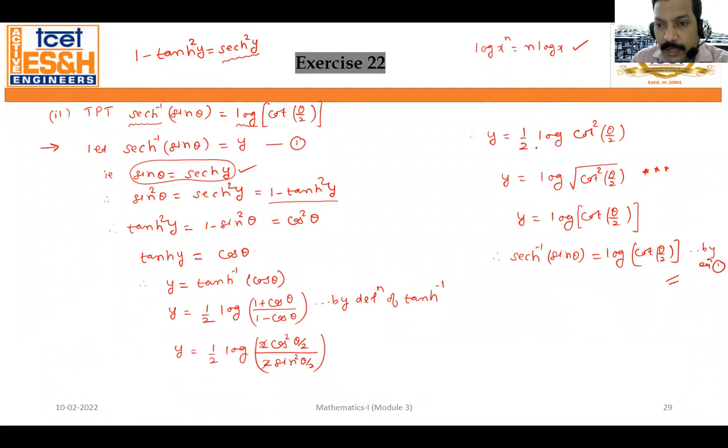So n log x looks like log x raised to n. I applied the same thing. But that x raised to n, that is, raised to the half power, means under root. So it is under root of cot square theta by 2, which means cot theta by 2. So my y is equal to log of cot of theta by 2. That is my right hand side.